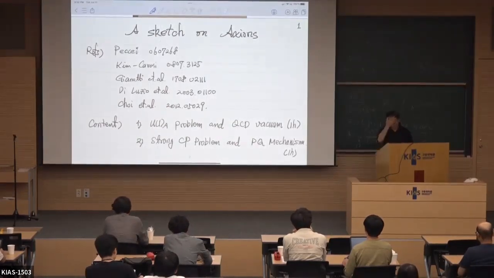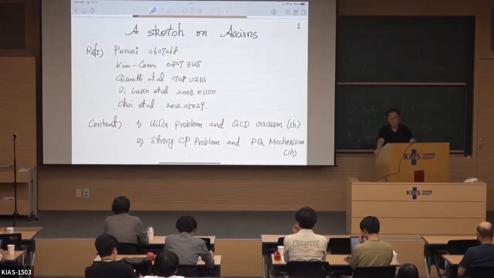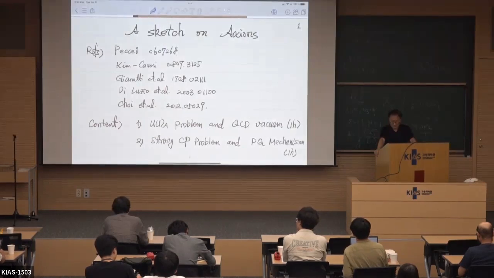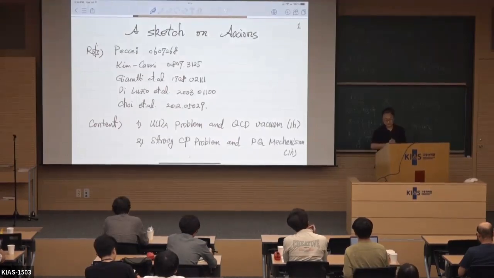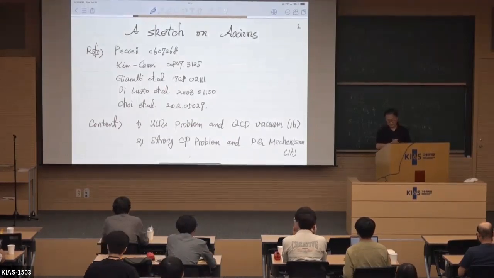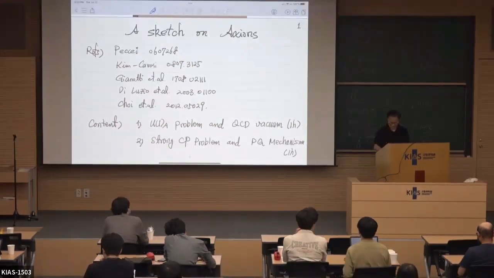So today I will start with the U(1)_A problem, from which we understood what the QCD vacuum should be like. This leads to the strong CP problem. Then Peccei-Quinn suggested a nice way to solve this problem. That will be the content of the second lecture. So 1 hour each. I don't know, we will see how it goes.